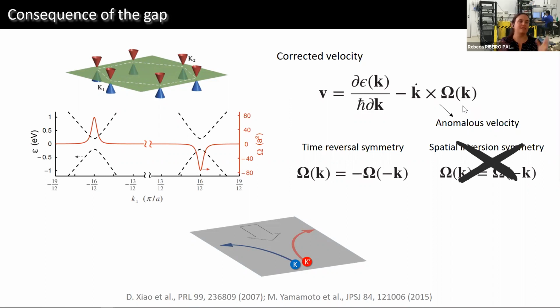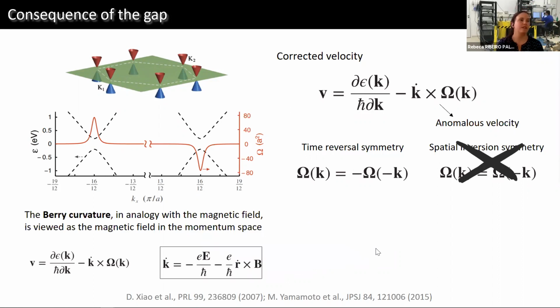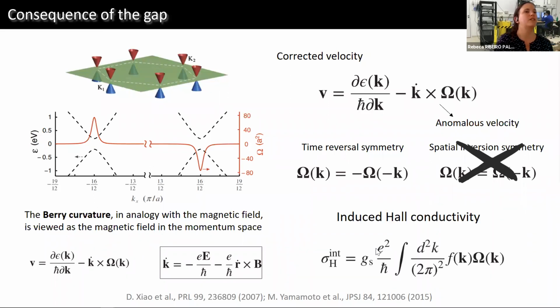Okay, so maybe this is a super naive cartoon, but I like a lot the fact that it's very clear. If you have a carrier in your valley K and one in your valley K prime, and you apply an electric field, then they will move in opposite directions. So now if you see this corrected velocity, and you see the expression of the Lorentz force, or what happens when you apply a magnetic field to a two-dimensional electron gas, you can see that they resemble a lot. So in analogy with the magnetic field, this Berry curvature is viewed as the magnetic field in momentum space, okay? And a straightforward consequence of having this Berry curvature is an induced Hall conductivity.